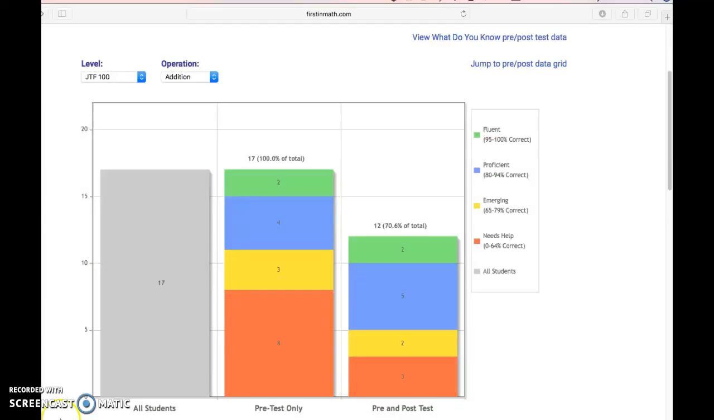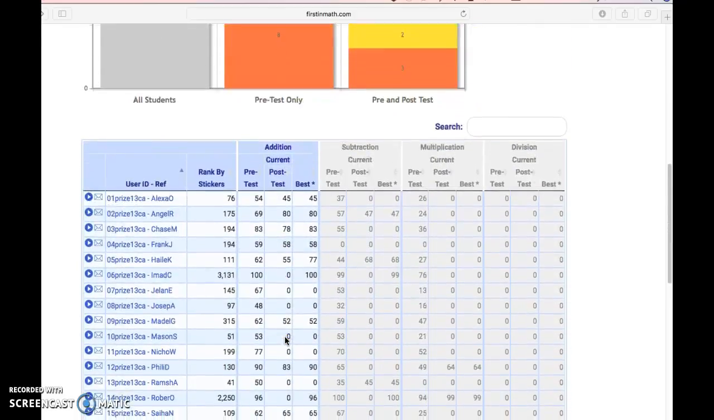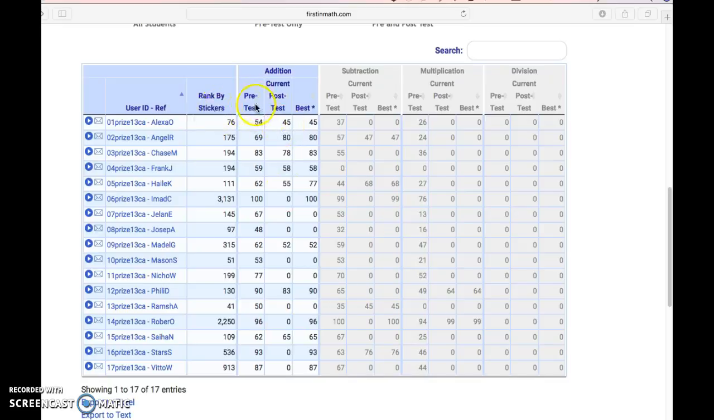Here I am, back to my data page. I already showed you where you can see the kids are fluent, proficient, emerging, or they need help. Now, what do you do with these students? This is how assessment's going to drive instruction. So here we can see their scores.